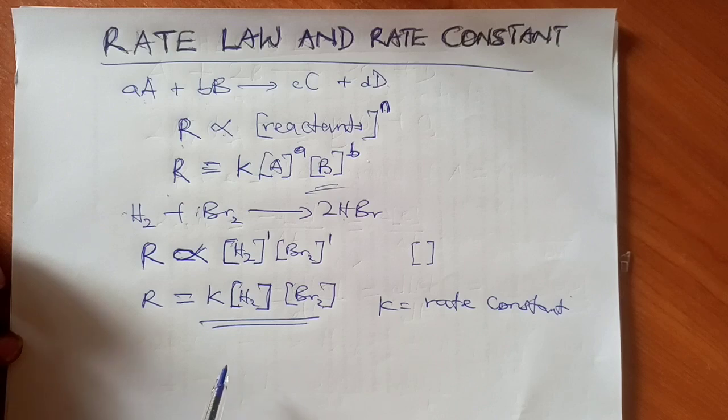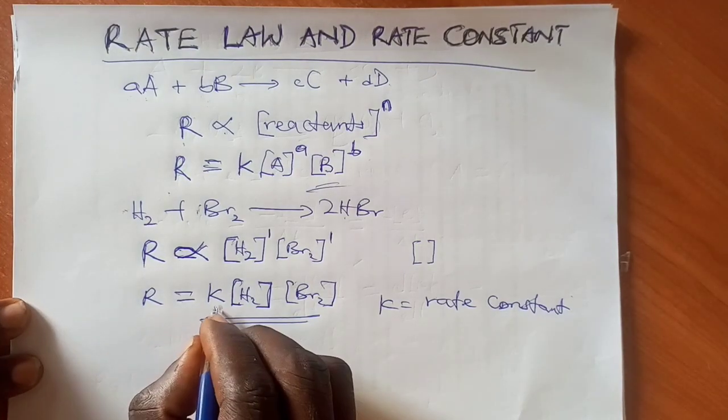So whenever you write the rate law of a chemical reaction, your rate constant will also be present. But please note that the rate constant does not have a specific unit. Anytime you calculate the rate constant, it must carry a particular unit. The unit depends on what you have from your rate equation, okay. For example, look at this.